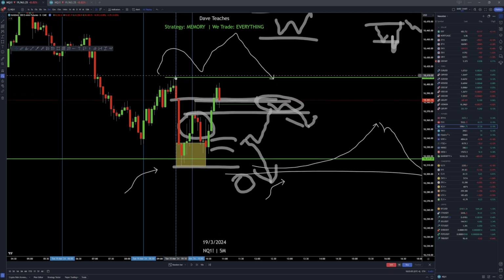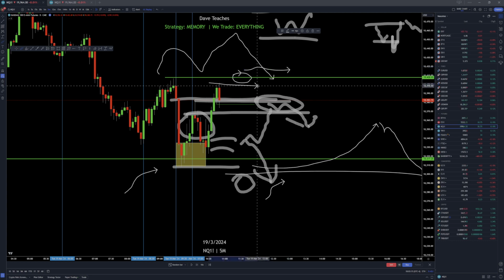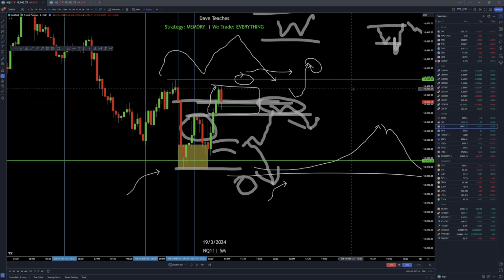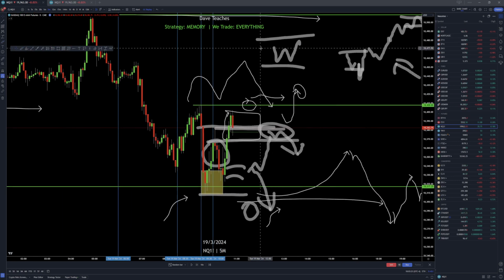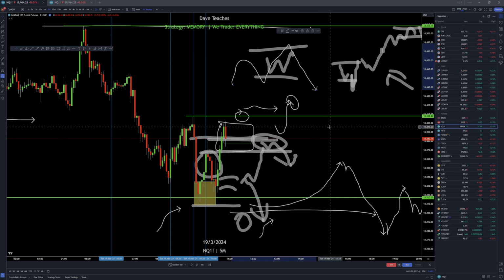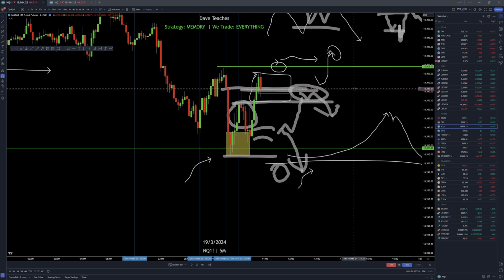Little run of that low, but I probably want to see this 930 get taken out first, and if we can close above this 930, then I'll revisit that to take a long off of that, right? Because then that would be getting up into here, and this is where we would expect that to occur, moving it back into that region.